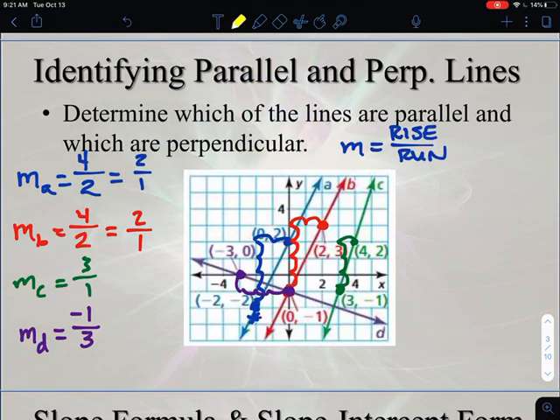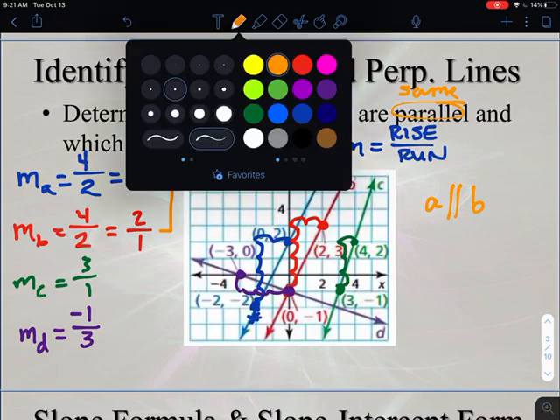Now, as far as identifying parallel and perpendicular lines, at this point, any slopes that are the same, so parallel means the same. So if I look at the problems here, the only two that have the exact same slope are A and B. So A and B must be parallel. So for my answer, I'm going to say line A is parallel to line B because they have exactly the same slope. None of the other lines have exactly the same slope, so those are my only parallel lines.